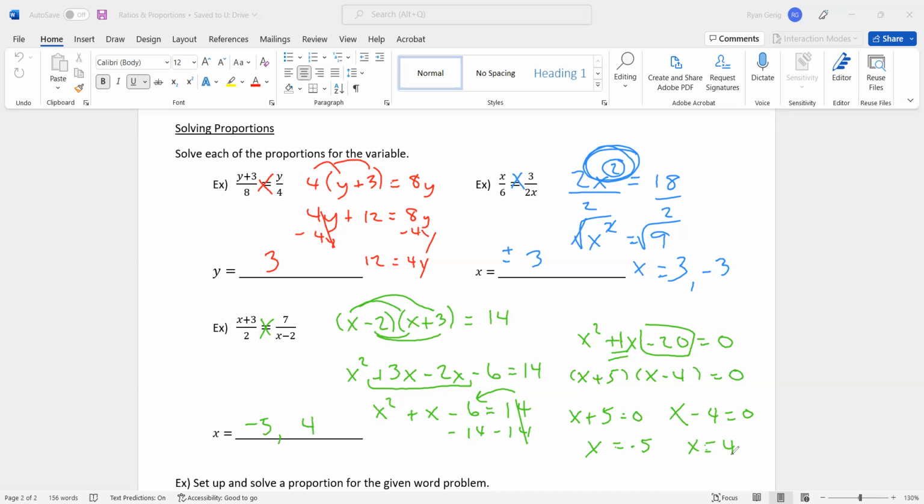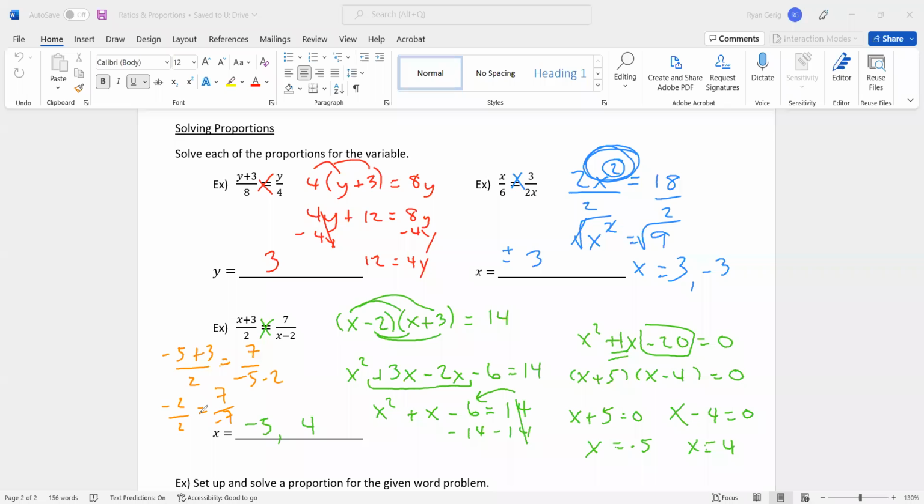All right, both of those numbers, if I take them and plug them in for x, they will give me an accurate statement. And I'm going to do that right now on this one. So negative 5, put it in for x, plus 3, divided by 2, equals 7 over negative 5 minus 2. And let's simplify both fractions. Negative 5 plus 3 is negative 2 over 2. And then negative 5 minus 2 is negative 7, and then 7 on top. And both of those are going to reduce to negative 1. So they reduce to the same thing.